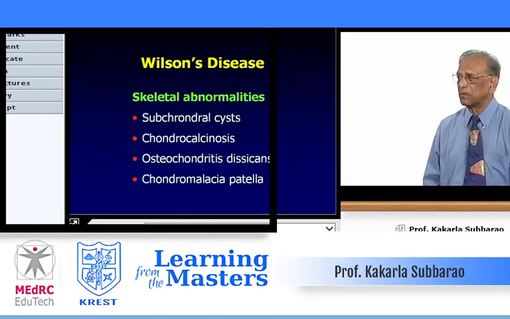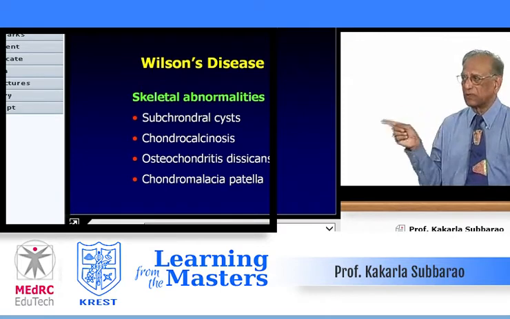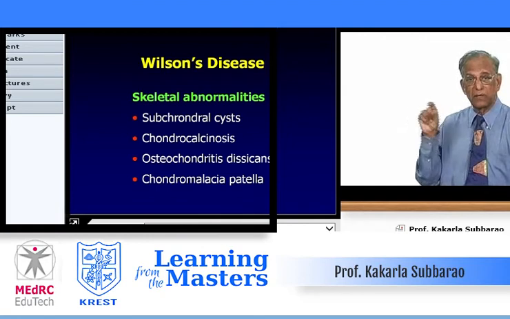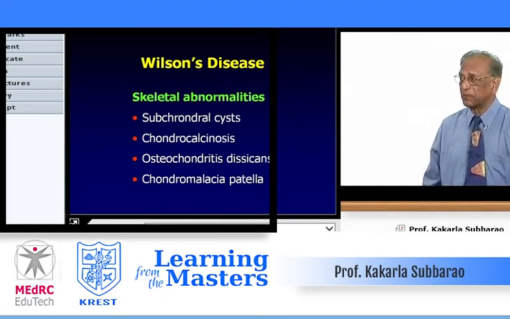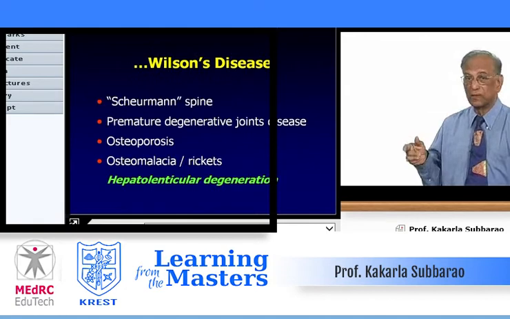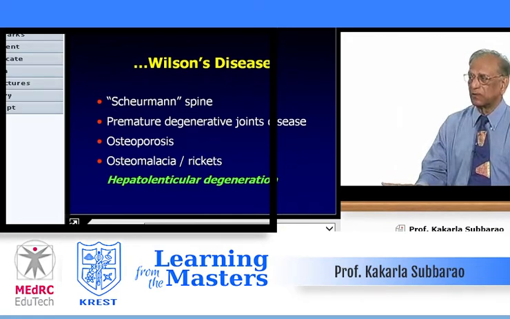What are the skeletal abnormalities? Subchondral cysts, which we don't see in this case, chondrocalcinosis, osteochondritis dissecans. Sometimes they may come with osteochondritis dissecans, and chondromalacia of the patella, the spine, Scheuermann's type of spine, premature degenerative joint disease, osteoporosis or osteomalacia and rickets, which we have seen here. So the findings here are fringing of the articular margins, irregularity. There's not much of osteochondritis dissecans, but rickets is there. Of course, clinical findings, hepatolenticular degeneration.